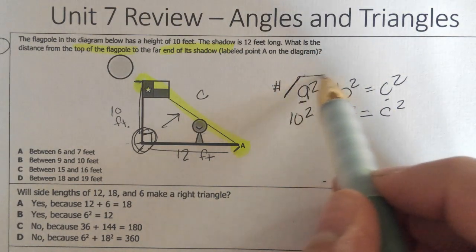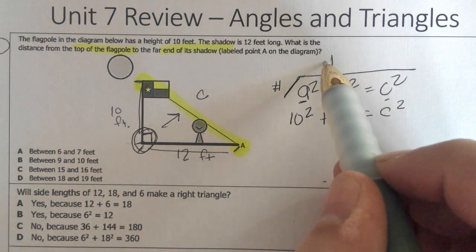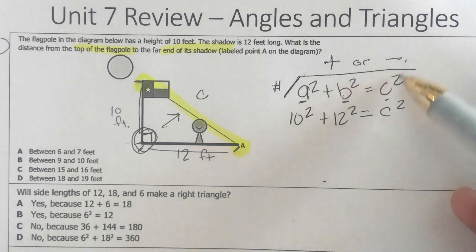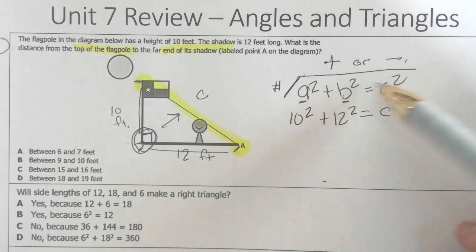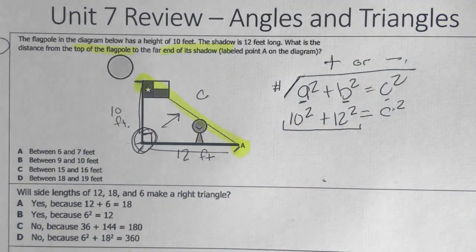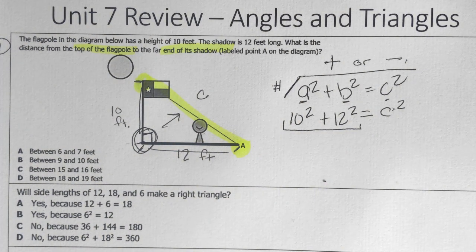The second step is to add or minus. We're only going to minus if we know what C is. Since I don't know what C is, I don't get to minus, meaning I have to add. So on Desmos, we're typing in 10 squared plus 12 squared. And on Desmos, when you type in 10 squared plus 12 squared, let me pull up Desmos.